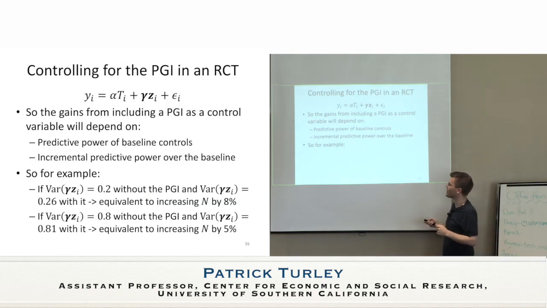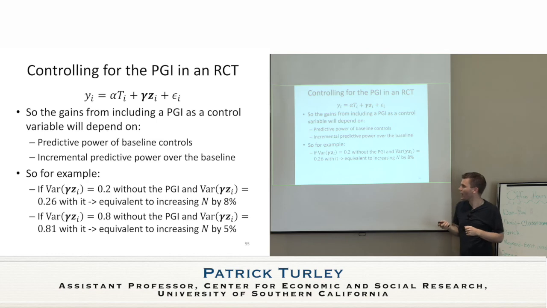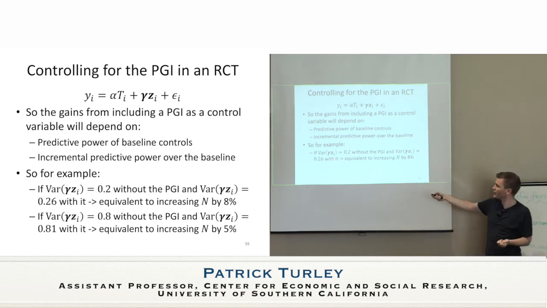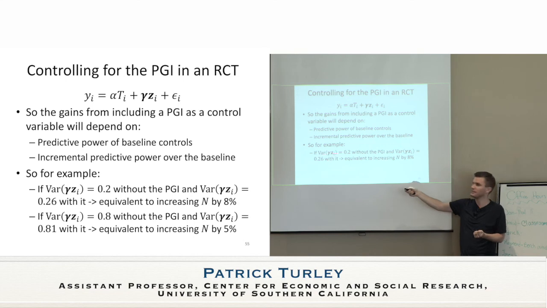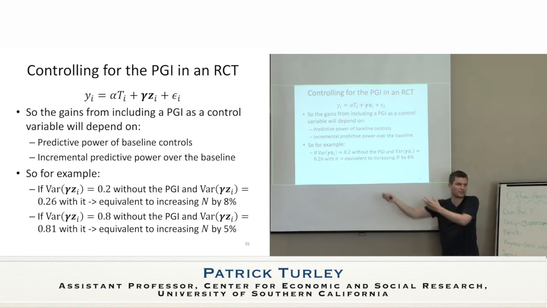We can use that and calculate what that's going to buy us in terms of power. If the variance explained by the controls without the PGI is 20%, and 26% with the PGI, you do a little bit of math, and that's equivalent to increasing your sample size by about 8%. And you just get that for free, as long as you're genotyped, right?